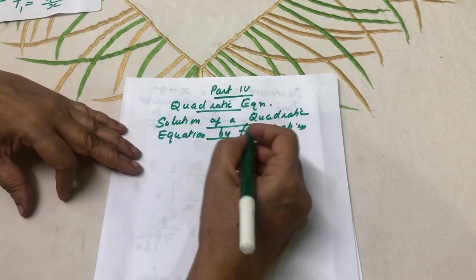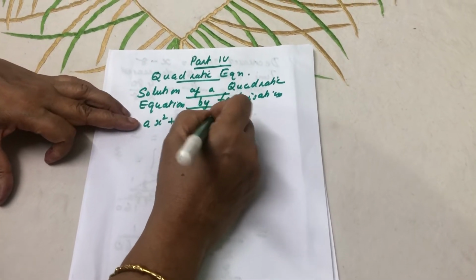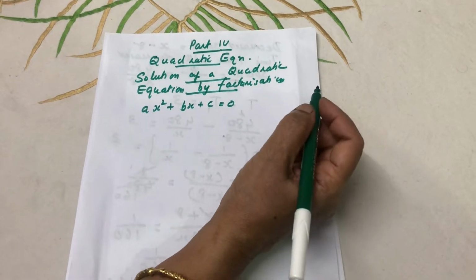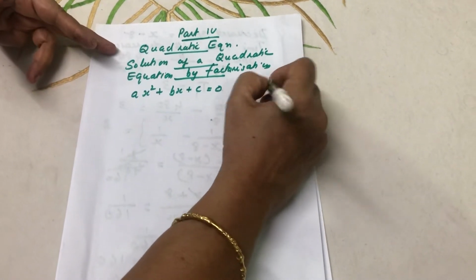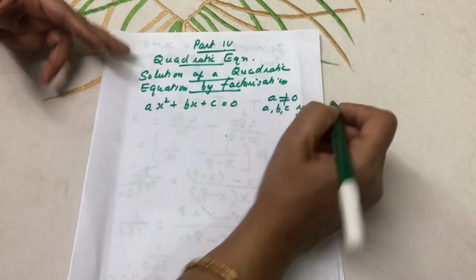You know what is a quadratic equation? ax squared plus bx plus c equal to 0, where a, b, c are real numbers and a is not equal to 0. This is a quadratic equation.